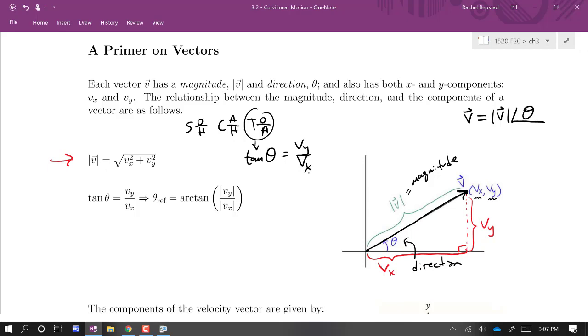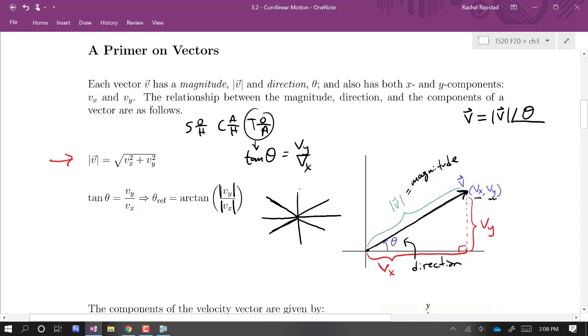Now there are limitations to the arctan function. Arctan will never give you, for example, a second quadrant angle. So what we do is we find the reference angle, which is always an acute angle. You can find that reference angle by applying arctan to the absolute value of Vy over Vx, always positive. That's why there are these absolute values here. That'll give you an acute angle, and then you can figure out where your vector is based on what quadrant it's in.